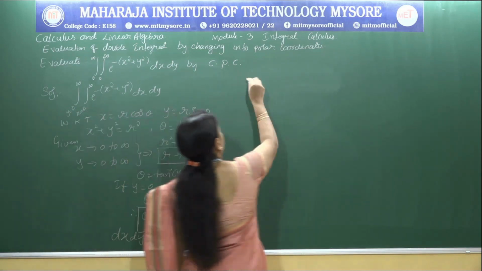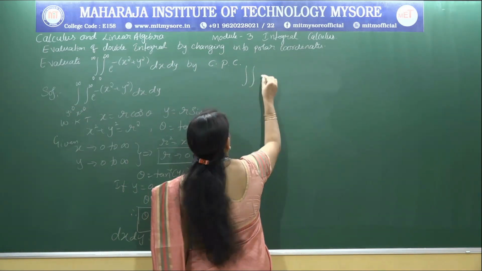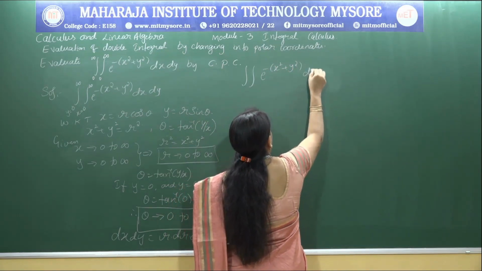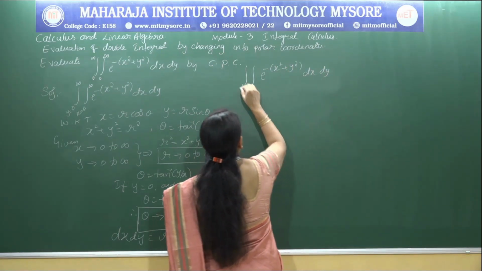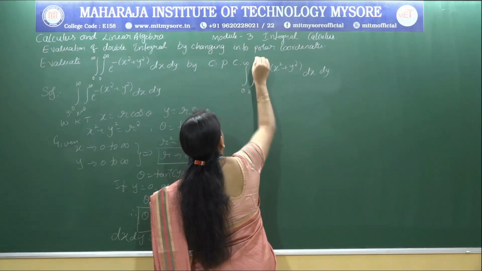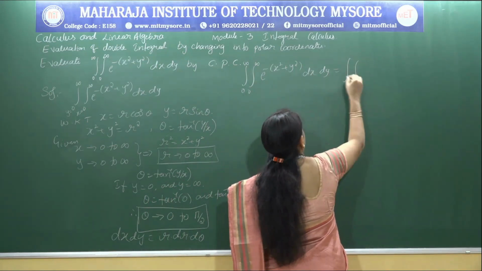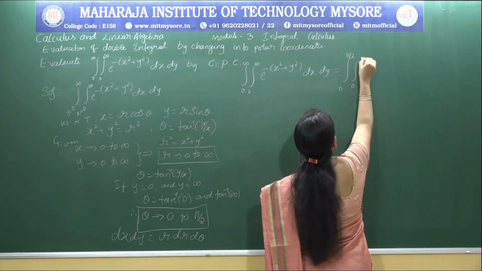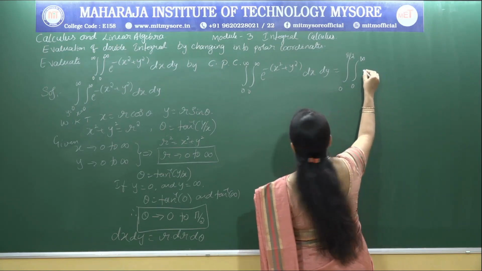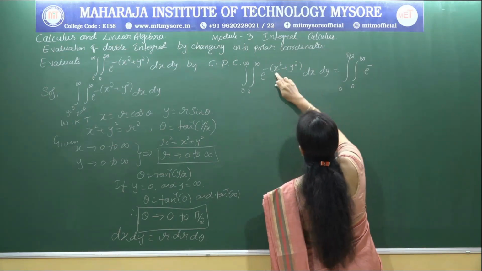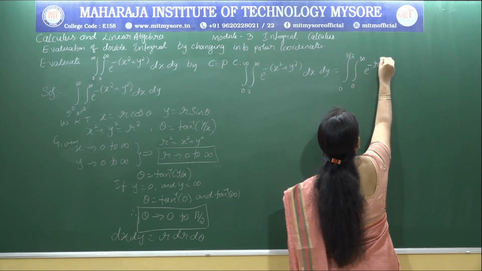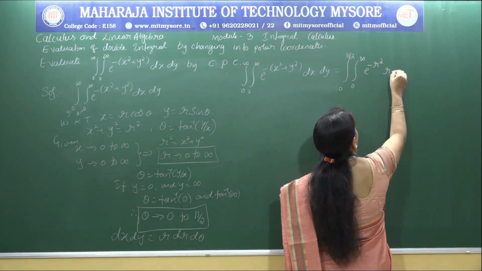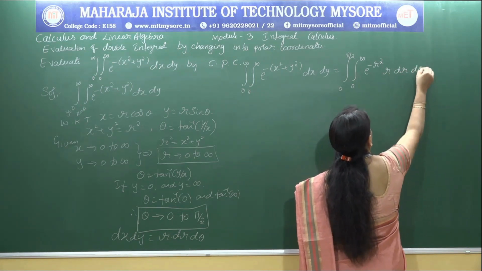Therefore, consider the given double integral e to the power of minus of (x square plus y square) dx dy between the limits 0 to infinity. It can be replaced by the double integral 0 to pi by 2 and 0 to infinity e to the power of minus x square plus y square, which can be replaced by r square, and dx dy is r dr d theta.